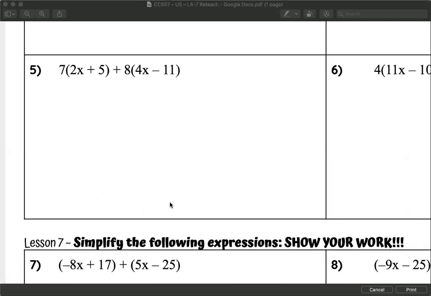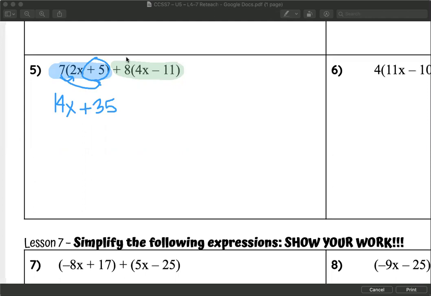This one has 2 parentheses in it, so we're going to do them both simultaneously. So over here, I am distributing my 7 to both. And over here, I am distributing my positive 8 to both. So let's look at the 7 first. We are doing positive 7 times positive 2x, which is 14x. Then we are doing positive 7 to positive 5, which is positive 35.